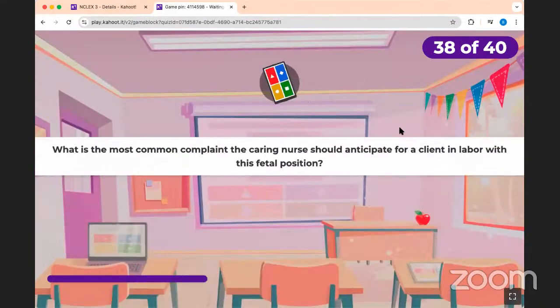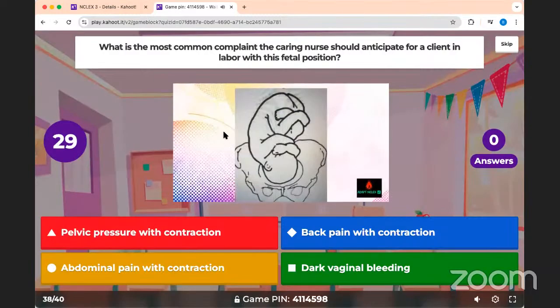What is the most common complaint the caring nurse should anticipate for a client in labor with this fetal position? This is the same thing. You have to read it first. Like I said, this is on the right side of the mother. So right occiput posterior. What would you see when the mommy has right occiput posterior? What do you think she's going to complain about? That's what the question is asking.